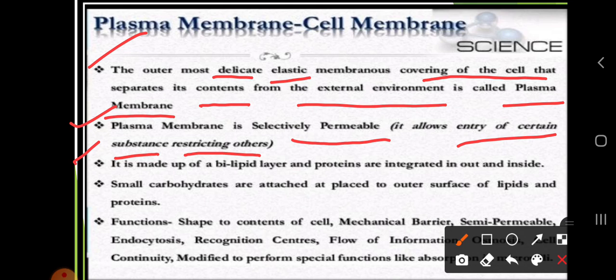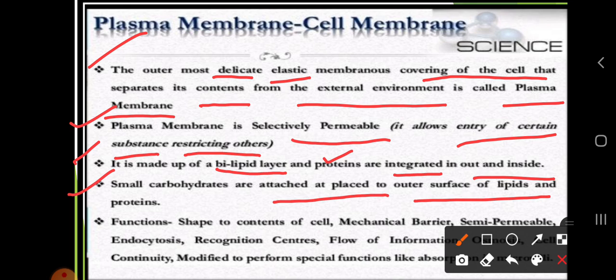And what is it made up of? It is made up of a bilipid layer, like a sandwich. What are these layers? The first is the proteins and the second is the lipids. So it is made up of a bilipid layer, and proteins are integrated on the outside and inside. And the next concept is that small carbohydrates are attached at places to the outer surface of lipids and proteins.